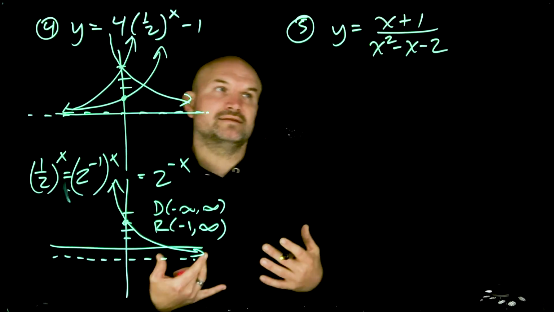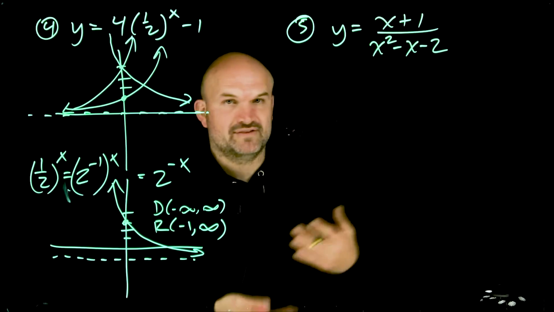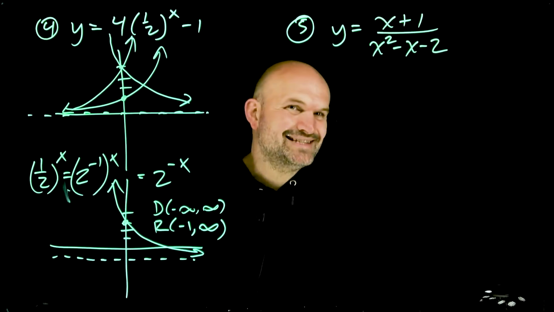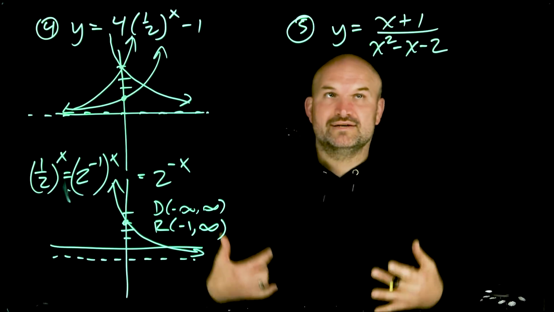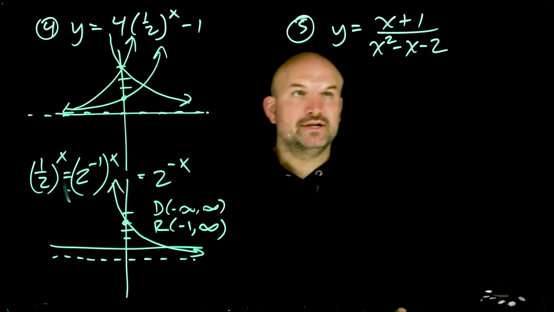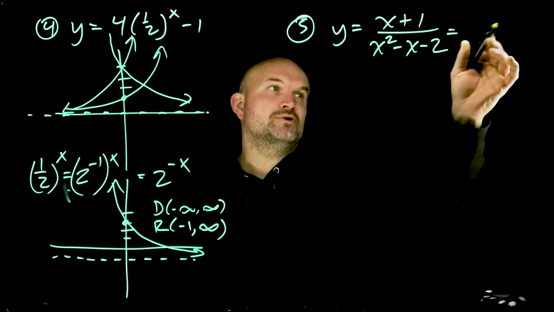When you're dealing with a logarithm, you can't take the logarithm of a negative argument. Same thing with a radical. When you're looking at a rational function, you can't divide by 0. So it's very important for us to identify the values that are not going to be included in our domain. So the first thing I'm going to do is factor everything out.